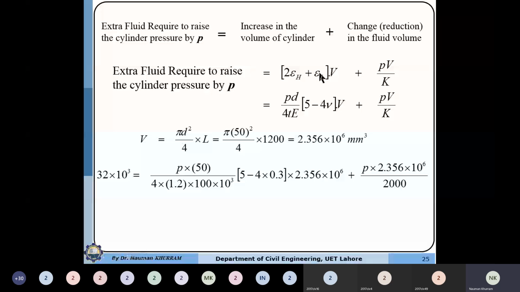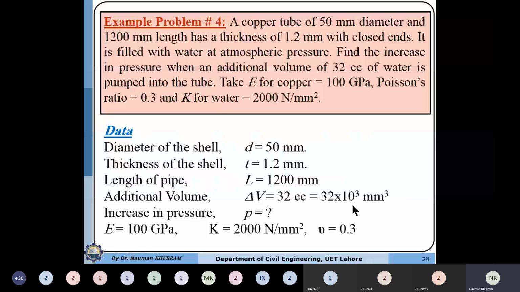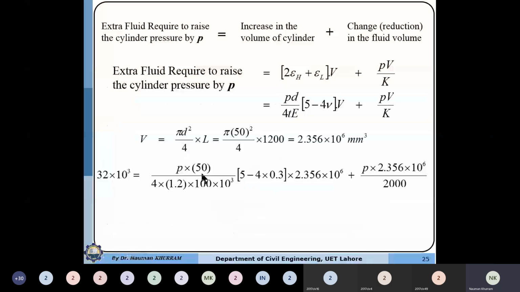From this expression, we know this value is 32 centimeter cube. We need to convert it into millimeter, multiplying with the exponent 3. Then P is unknown. 50 is the diameter, E is 100 gigapascal, thickness is 1.2, and Poisson ratio is 0.3.